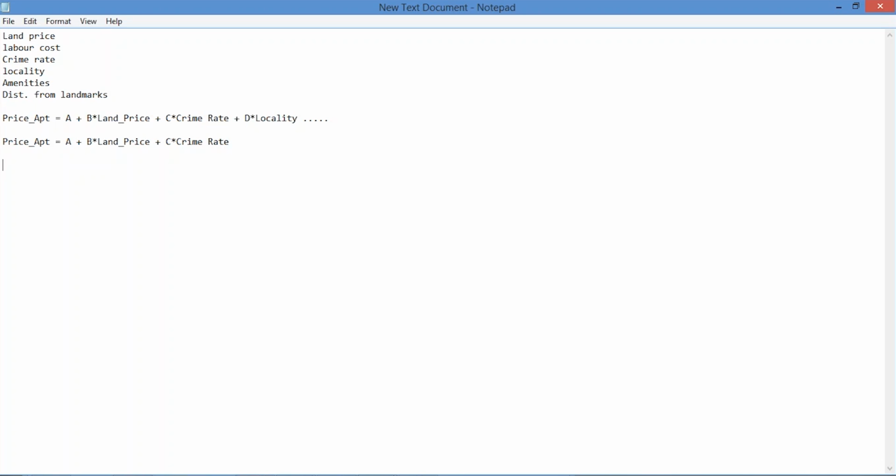What is A? A is a constant. Okay, Ravi says, excellent. Base value, exactly, right? So no matter what, whatever the crime rate is, this is the base value, correct? This is the base price. So I will have the base value coming in. A refers to the base price.